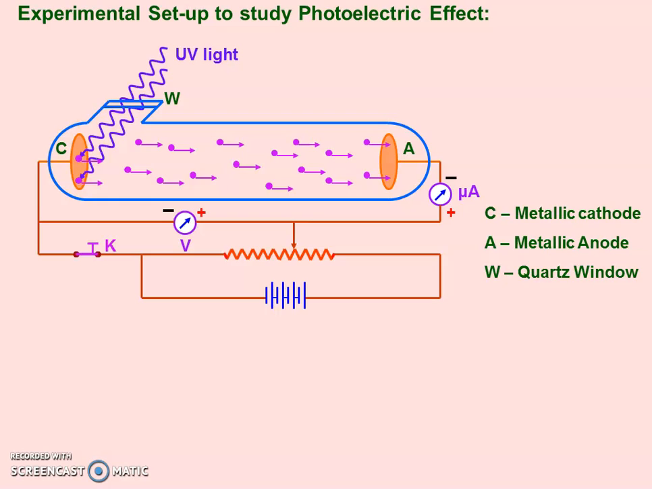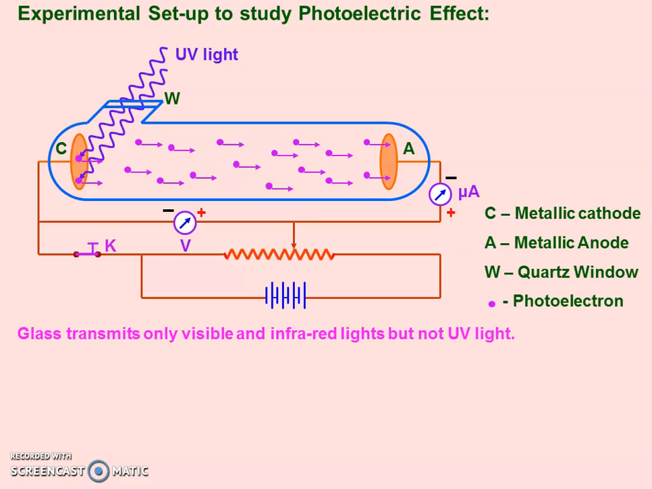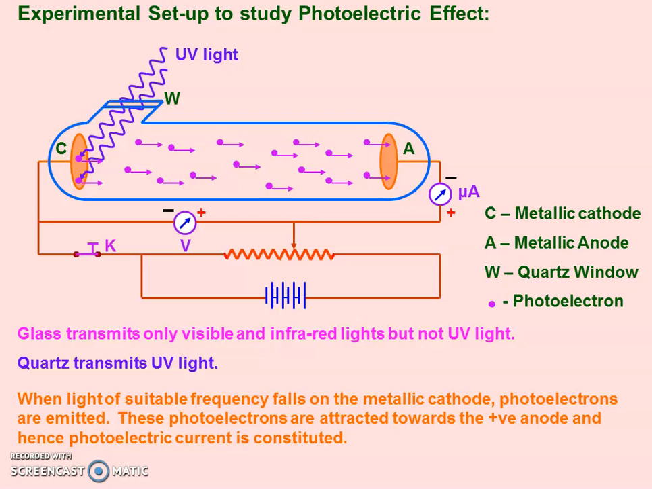Now we are drawing some conclusions and some observations of this experiment. Before going to this, we should know that glass can transmit only the visible and infrared light, but not ultraviolet light. Second thing, quartz transmits the UV light. So in this experiment, we are using ultraviolet light, right?